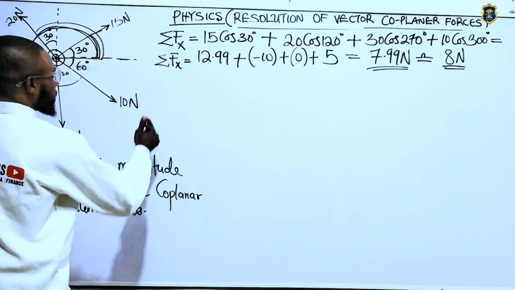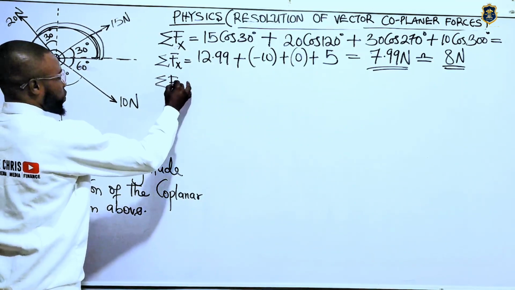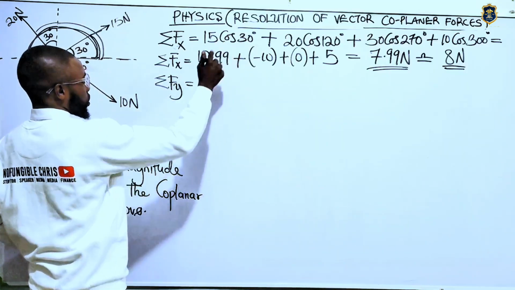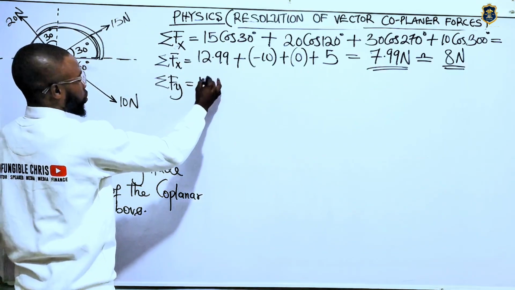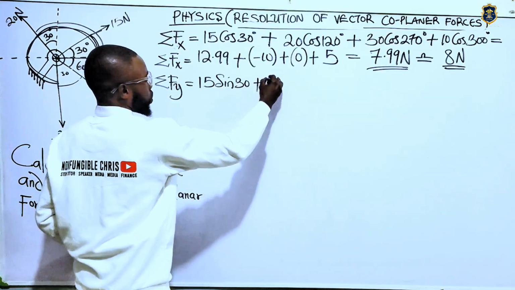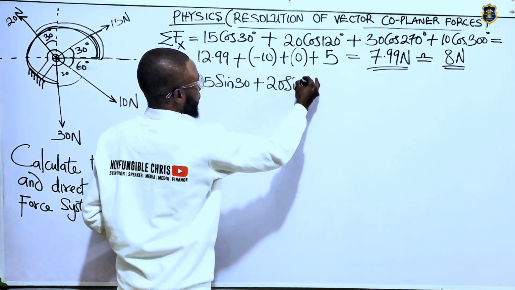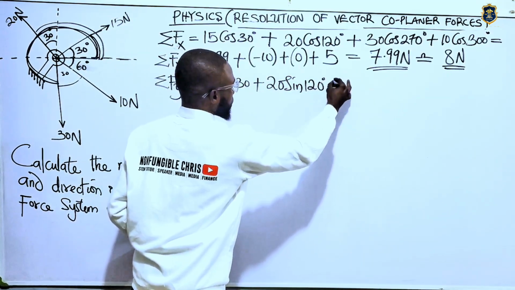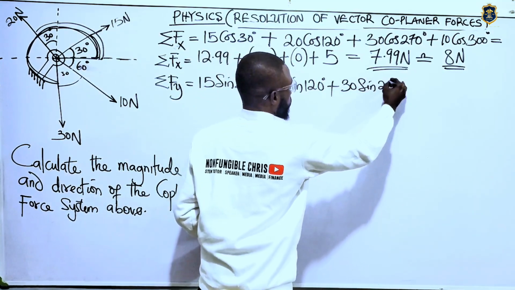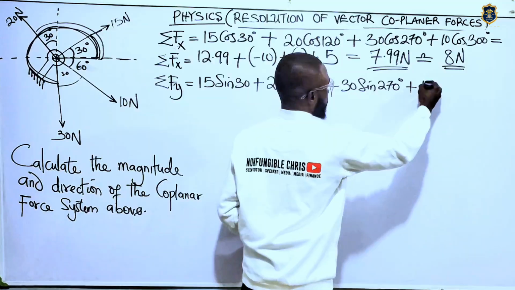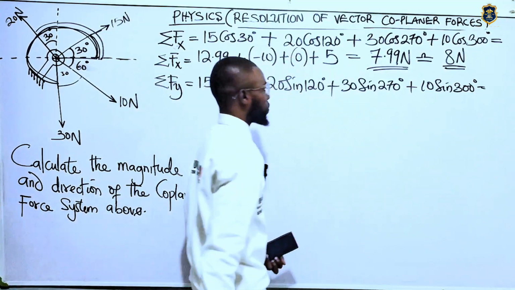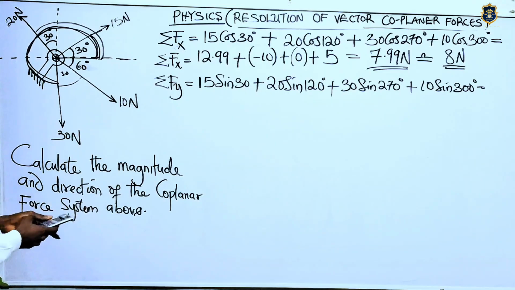So let's try the y-axis. Sum of F y, that should be sine, right? So it's very simple. We just change all the cos here to sine. So we have 15 sine 30 plus 20 sine 120 degrees plus 30 sine 270 degrees plus 10 sine 300 degrees. So let's solve that. What do we have? So 15 sine 30.